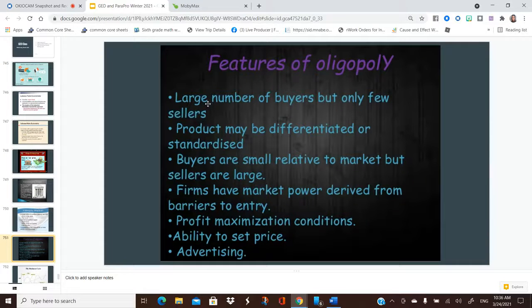An oligopoly means there are a lot of people buying, but only a few sellers. So monopoly is one seller. Oligopoly means there are a few.